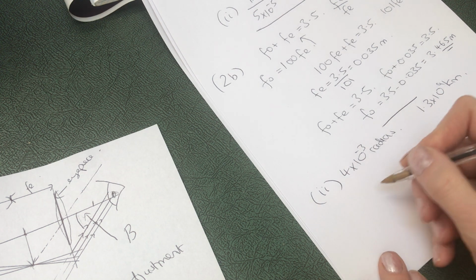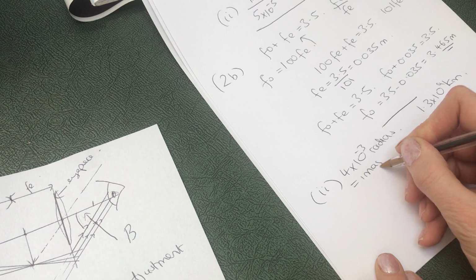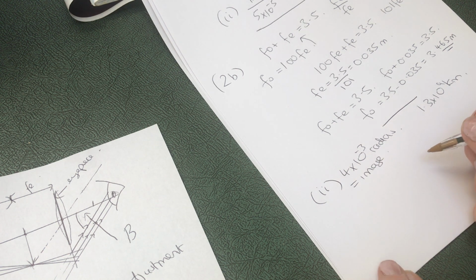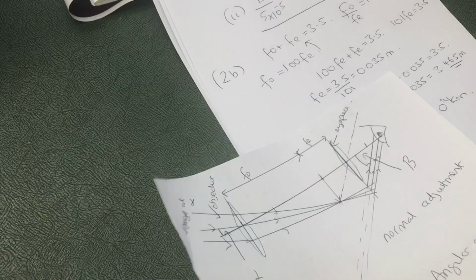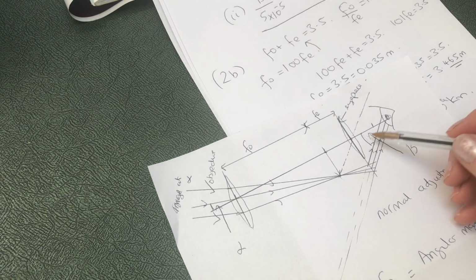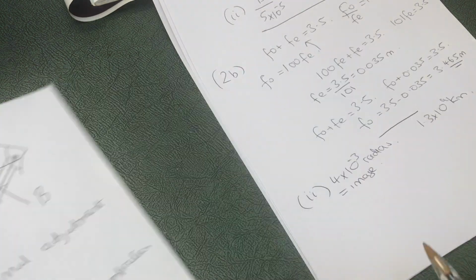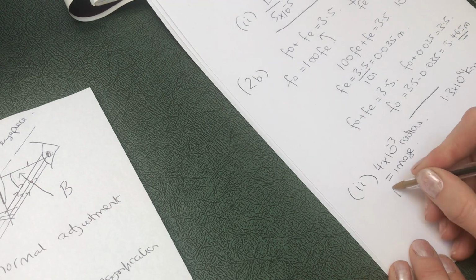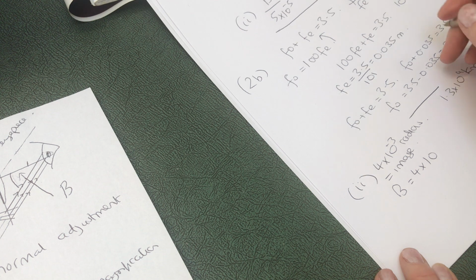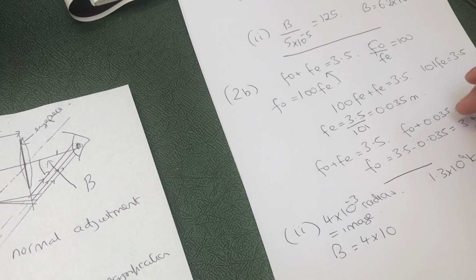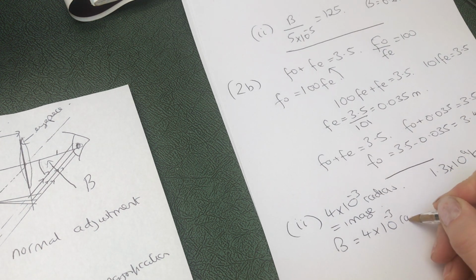Now, this is the image, it says. So this is a bit that you have to work out. Is it alpha or beta? If it's the image, then it's the one that's magnified by your eye. So it's beta. Okay? So beta is in fact 4 times 10 to the minus 3 radians.